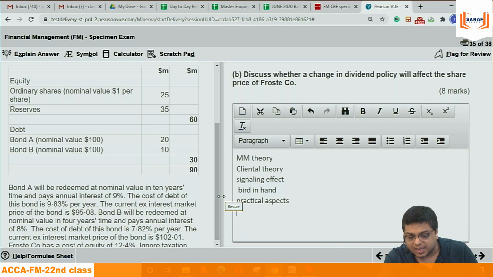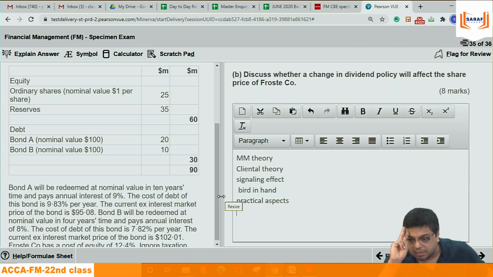If the company generates cash flow, ultimately the shareholder will gain, either through capital appreciation or the dividend. But a dividend you get now, while capital appreciation you get when you sell the shares, and that is not guaranteed. So shareholders invest in the company with different motives. You will go into the shareholders' objective and the company's policy. You will explain some of these policies, MM, clientele, whatever you like.